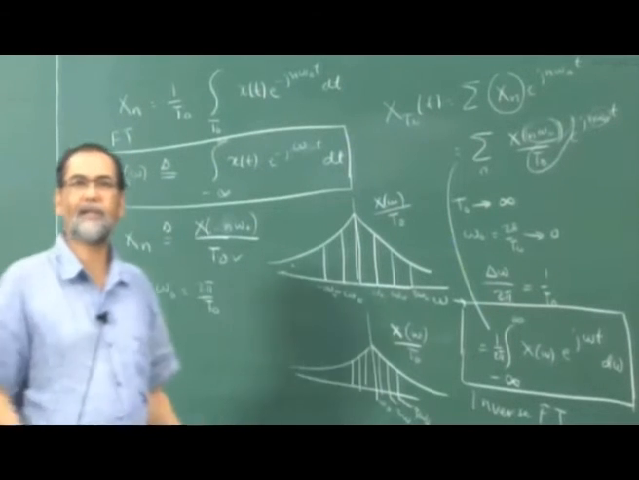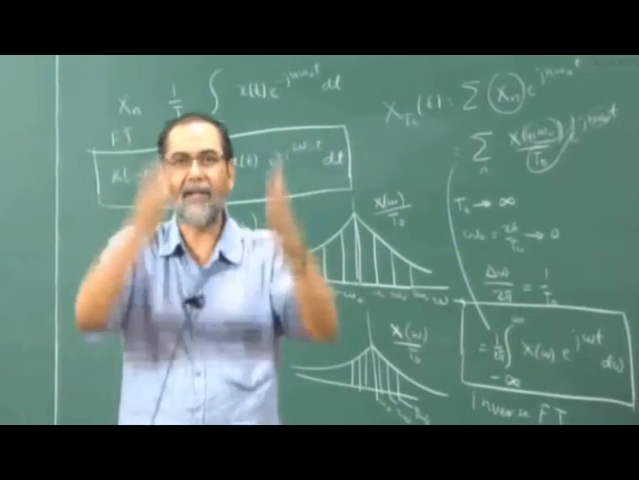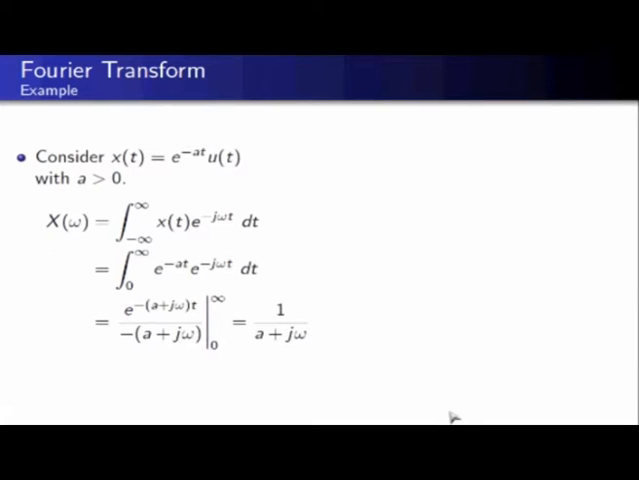And because it is complex, it has either the real or the imaginary part or the magnitude and phase. That's what I've tried to say here. So even for real x of t, I can get x of omega complex, which has its magnitude and phase. Okay. So I think in the next slide I'm taking an example. I'll take the example and then we'll take some questions.